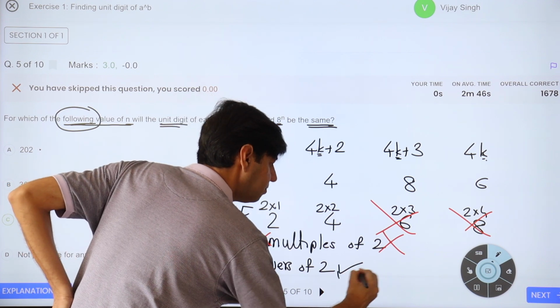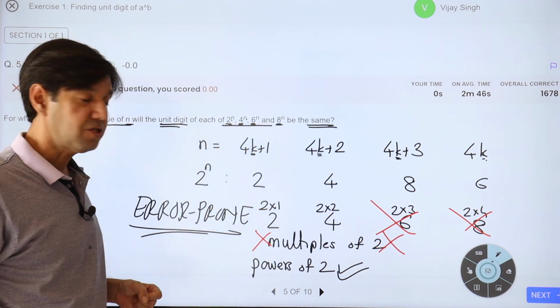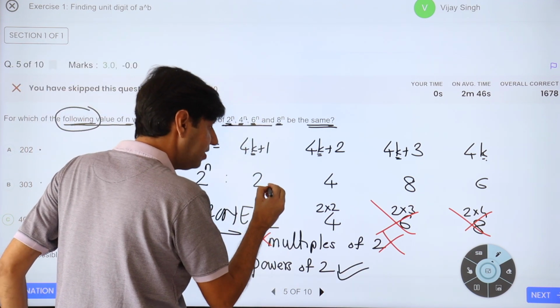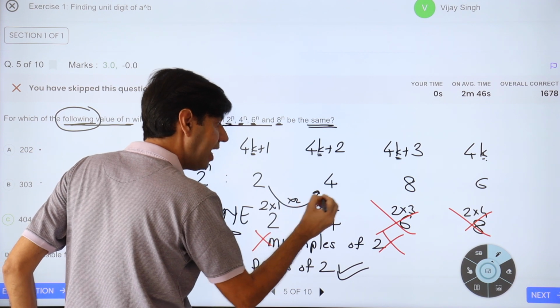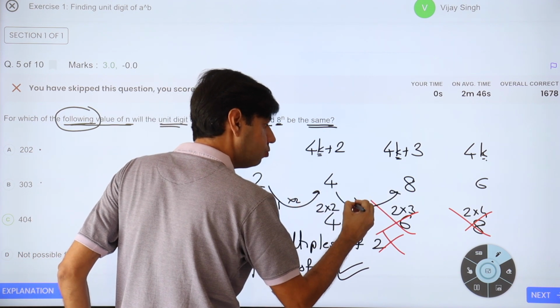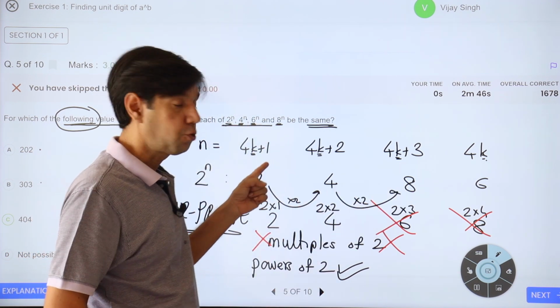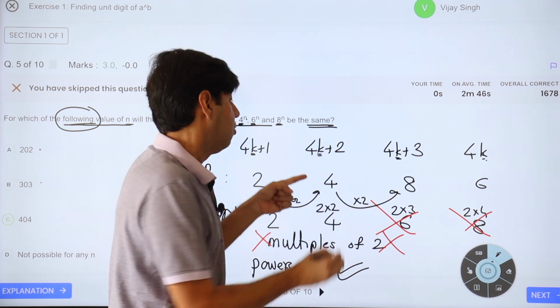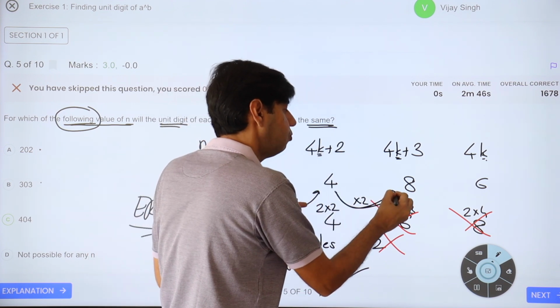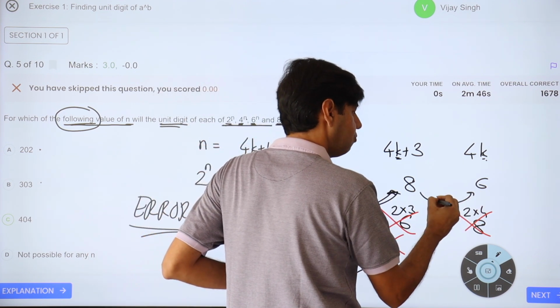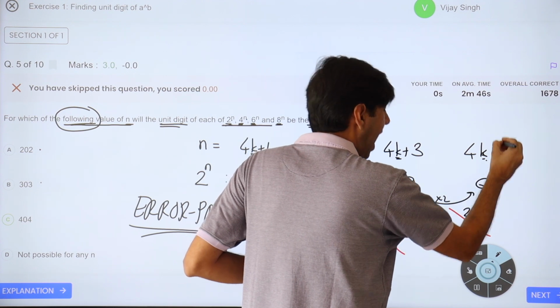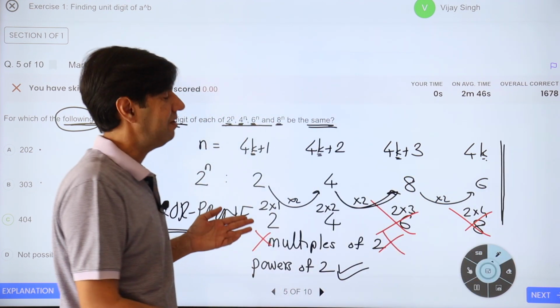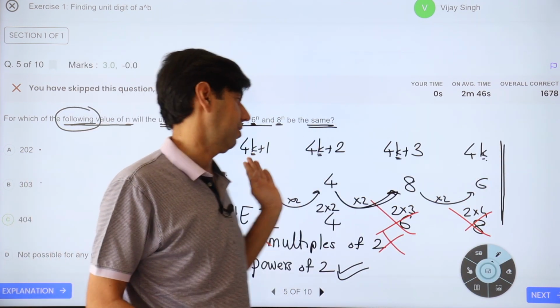Powers of 2. And for powers of 2, what do we do? We multiply it with a 2 and again multiply it with a 2. Don't do 2 into 2, 2 into 3. Do the previous one into 2. Do the previous one into 2. That is how you get the cycles. And you have done the theory somewhere, so you should know after 4 it is going to repeat.